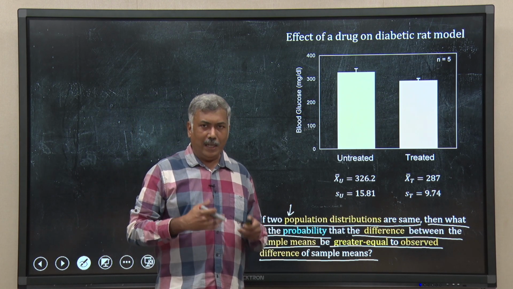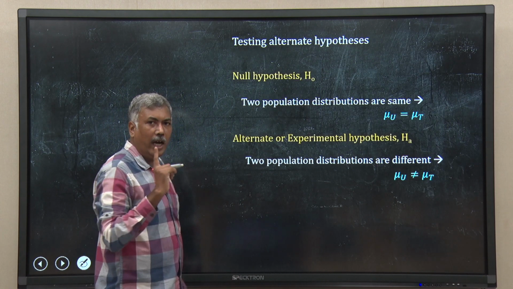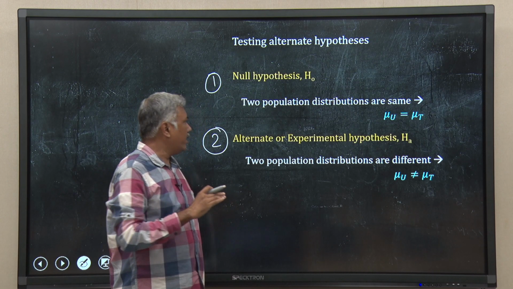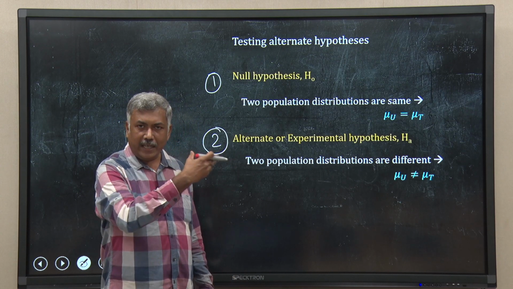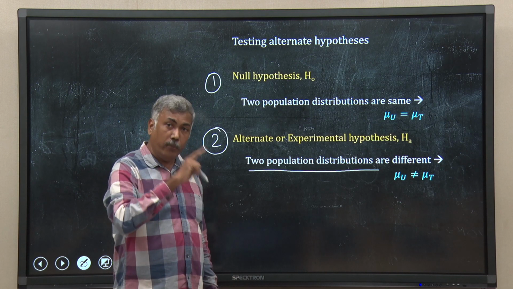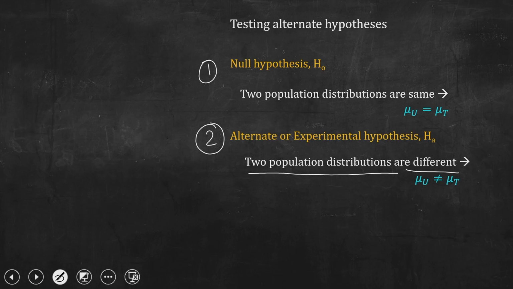So, let me put it symbolically, that will be easier to understand. What I am doing here, I have two hypotheses. One is called the null hypothesis, the other one is called the alternative or experimental hypothesis. Let us first take the alternative or experimental hypothesis, because that is in line with the experiment that we have done and the data we have seen. In this case, we consider that the two population distributions, remember, distribution of blood glucose level at the population level, not sample, are different.